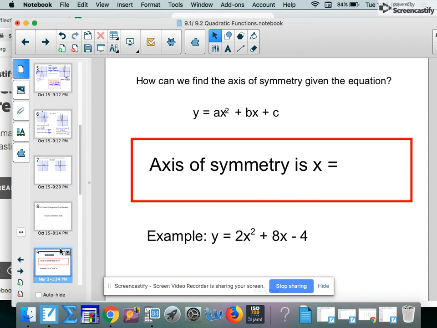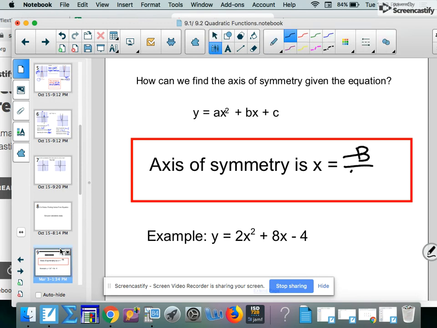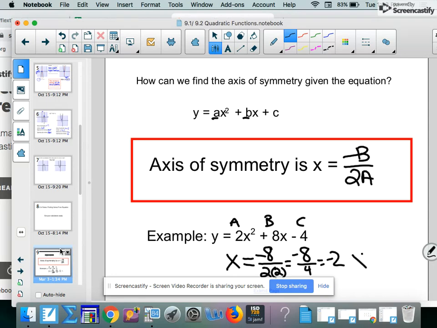So we do have a formula, and it is x equals -b over 2a. Just a formula, a is whatever's in front of x squared, b is whatever's in front of x. So here's my example. I have y equals 2x squared plus 8x minus 4. So a is 2, b is 8, c is -4, not that I need it. So my formula would be, I'm going to plug in 8 for b, so -8 divided by 2 times a is 2, and I get -8 over 4, which equals -2. So my axis of symmetry is x equals -2.